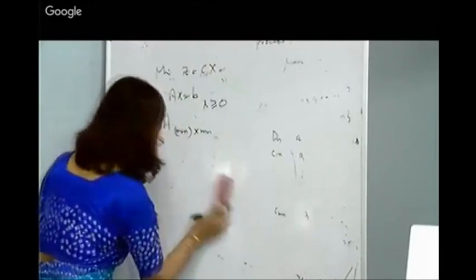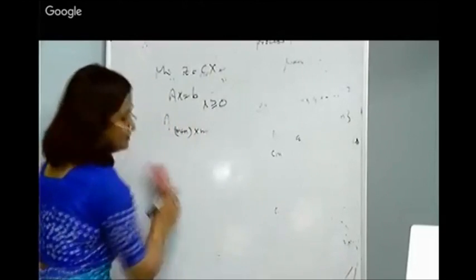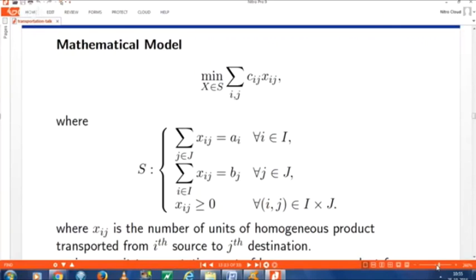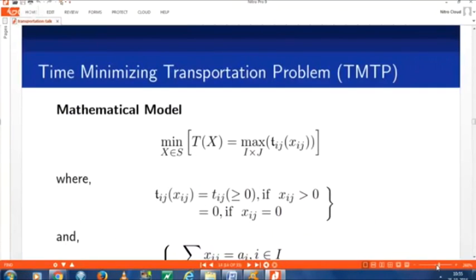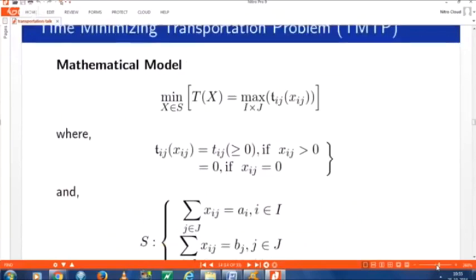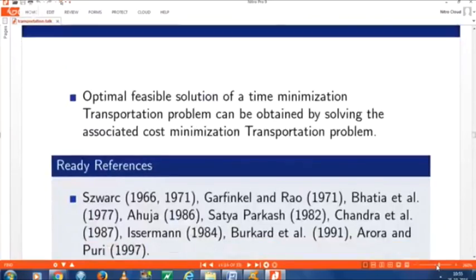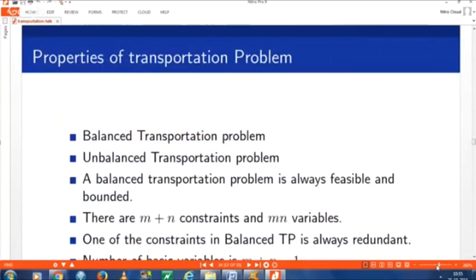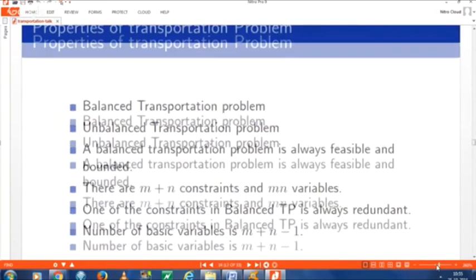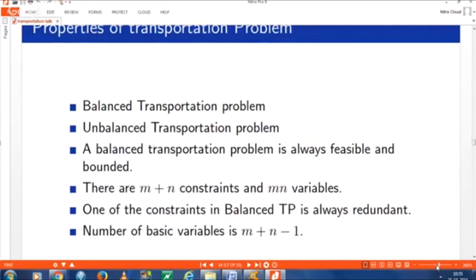So some properties now I'll discuss one by one with you, because problem solving is not going to take much time. Time minimization we will discuss later. Let us discuss cost. These are the properties. I am discussing the balanced transportation problem first. Unbalanced we will do later. So the first property is that a balanced transportation problem is always feasible and bounded.